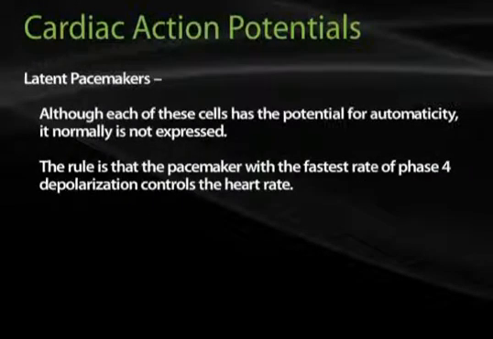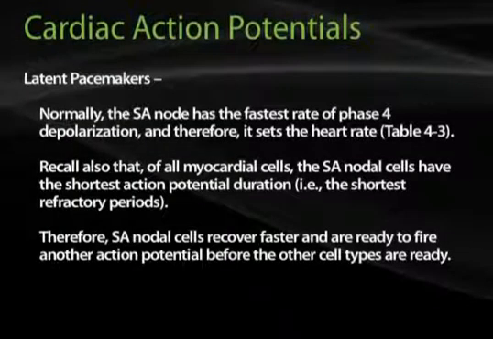Although each of these cells has the potential for automaticity, normally it is not expressed. The rule is that the pacemaker with the fastest rate of phase 4 depolarization will control the heart rate. Normally, the SA node has the fastest rate of phase 4 depolarization. Therefore, it sets the heart rate.